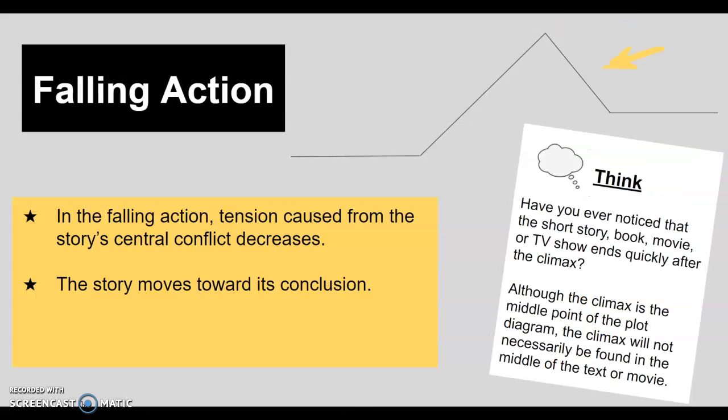Falling action. In the falling action, tension caused from the story's central conflict decreases. The story moves towards its conclusion.